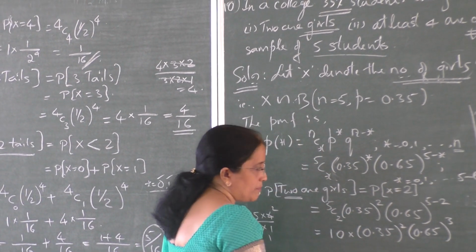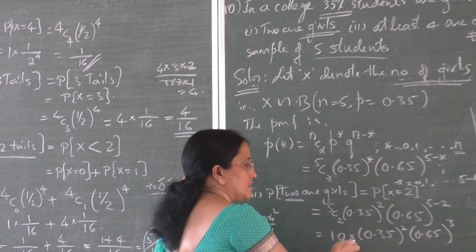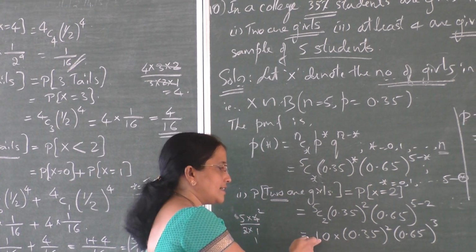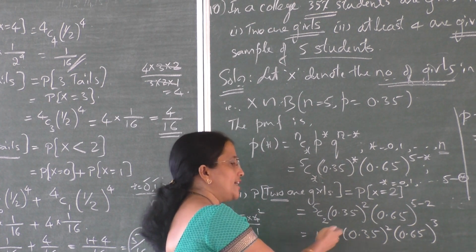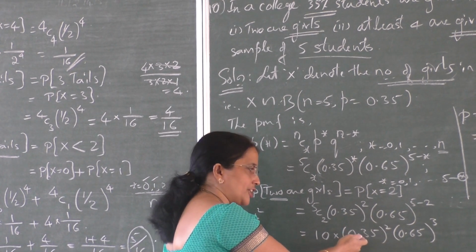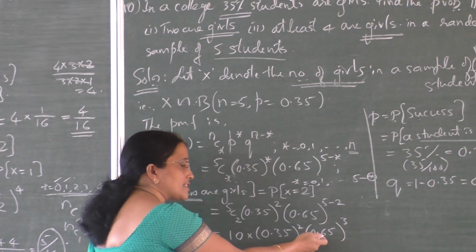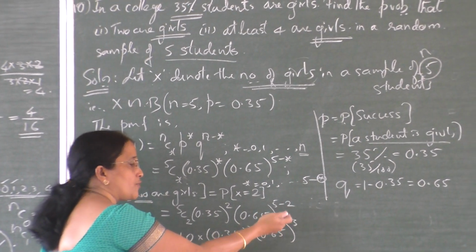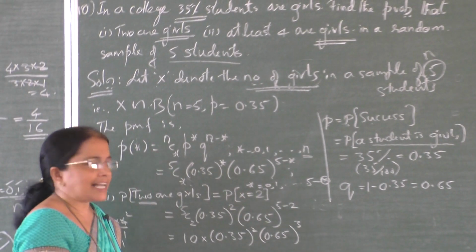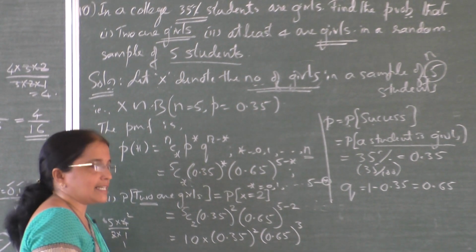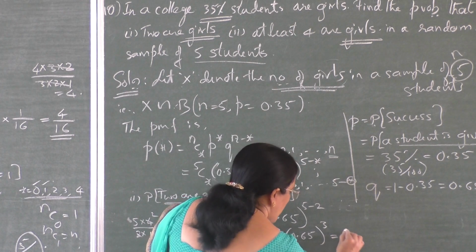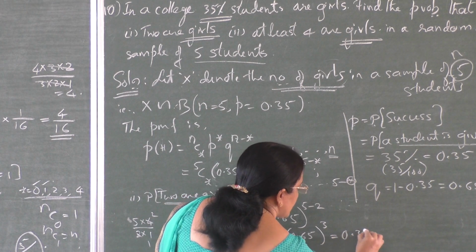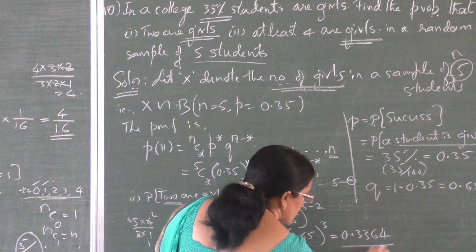With the help of the calculator, just simplify this. That is 10 into 0.35 into 0.35 into 0.65 into 0.65 into 0.65. Calculate it at a time, and you will get an exact answer. The answer is 0.3364. This is the answer.